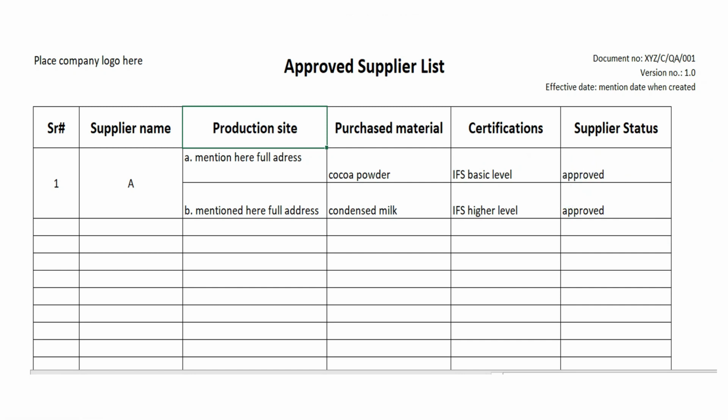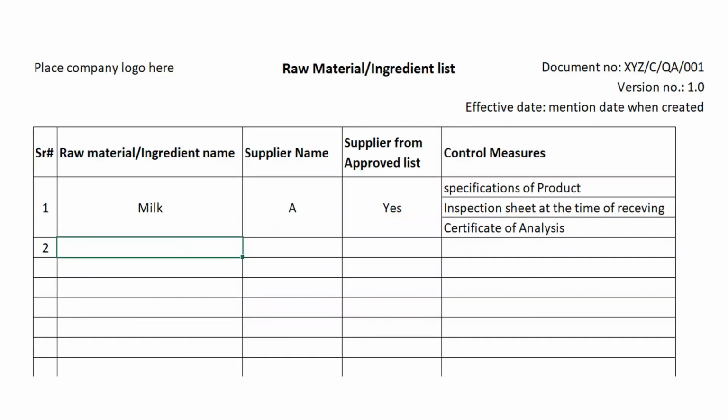Now the second format is the raw material or ingredient list. Again, this is the same kind, I just update the list name or the document name, and again on left and right, you need to follow the same format.